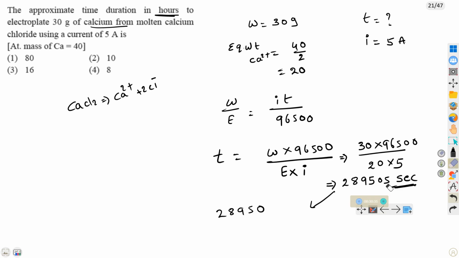This is 28950 divided by 3600. Then you will get nearly 8 hours.